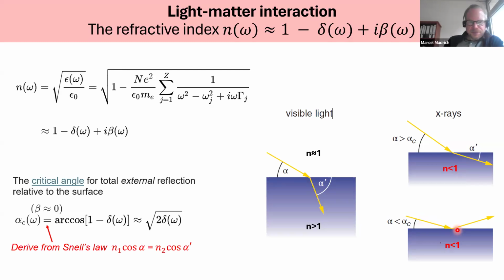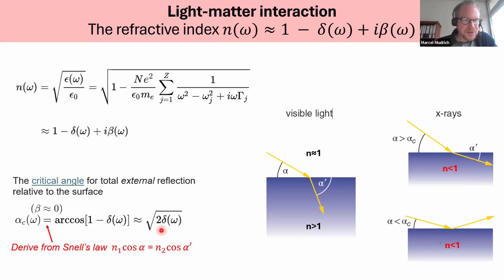And you can actually easily derive the expression for this critical angle for total external reflection, where, note that the angles are measured towards the interface, not towards the normal. And then, for this definition of the angle, we get an expression that the critical angle equals arc cosine of 1 minus delta, which is approximately equal to the square root of 2 delta.